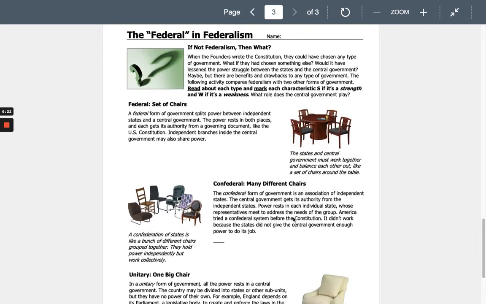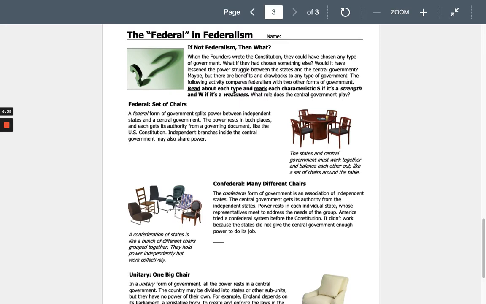If not federalism, then what? When the founders wrote the Constitution, they could have chosen any type of government. What if they had chosen something else? Would it have lessened the power struggle between the states and the central government? Maybe, but there are benefits and drawbacks to any type of government.